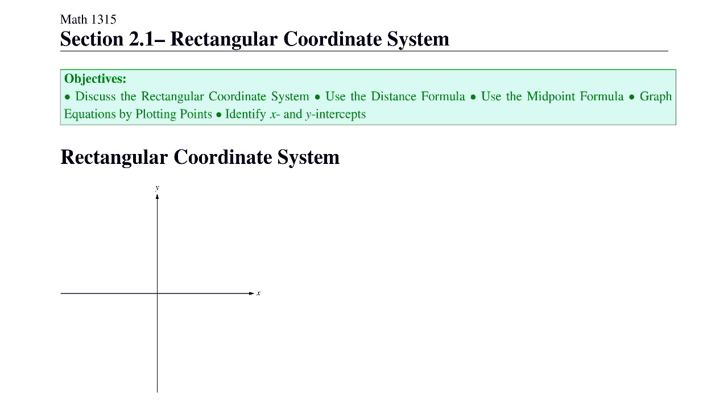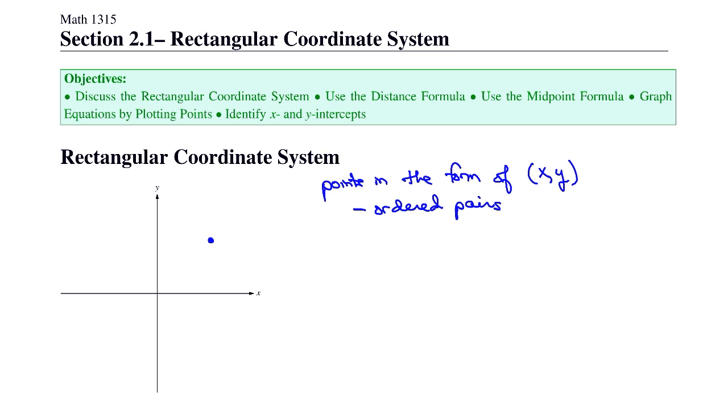The rectangular coordinate system is based on points in the form of x comma y. Now it has to be in a certain order, so we call these points ordered pairs. And so if we have a point in the plane that is x comma y, it means you go out x units on the x-axis and up y units on the y-axis, and wherever those meet, that's the point x comma y.